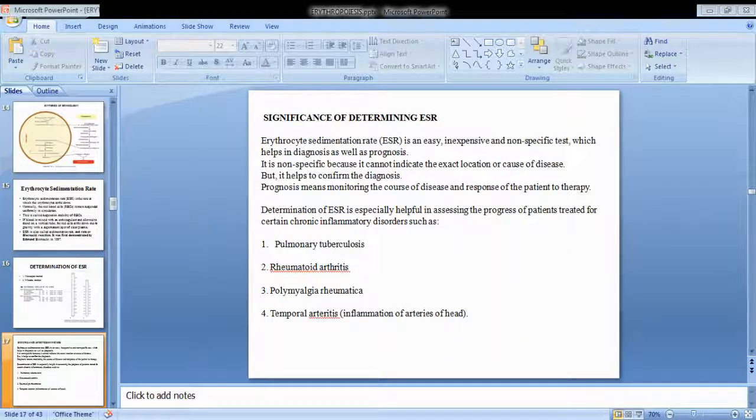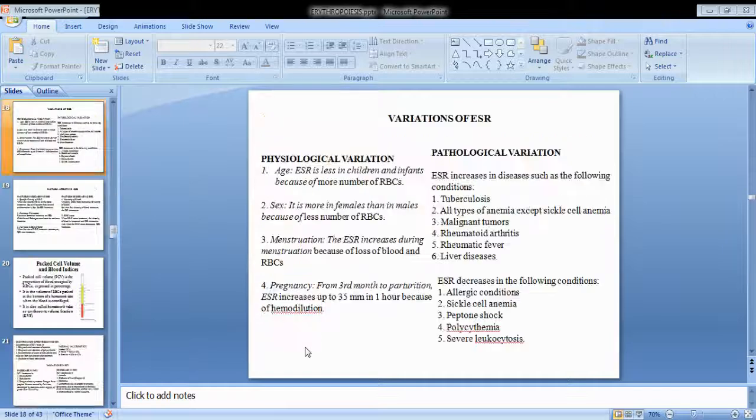So what is the significance of ESR? Why is it used? It is very easy and inexpensive. You have to draw only 1 ml of blood, and it is a general test. It helps in the diagnosis as well as in the prognosis. It can help confirm a particular diagnosis, but it does not indicate what type of disease. It is helpful in assessing patients before and after treatment for diseases like pulmonary tuberculosis, rheumatoid arthritis, polymyalgia rheumatica, temporal artery arthritis, inflammation of the arteries of the head, etc.